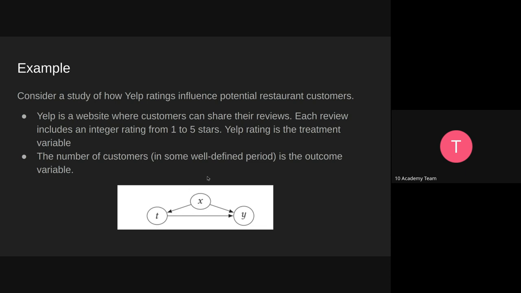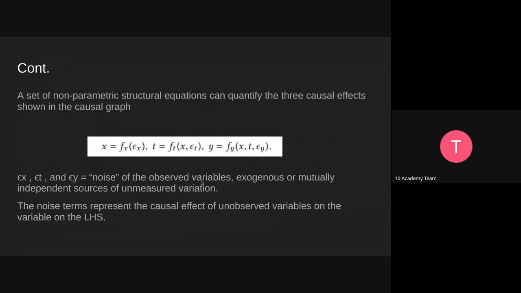I wanted to show you the kind of equations that you can define, these structural equations. What it's saying here is nothing complicated. We have X, the type of restaurant, T is the Yelp review, and Y is the number of customers.